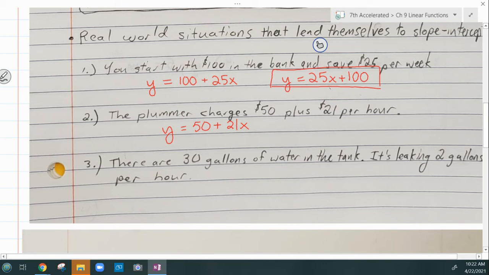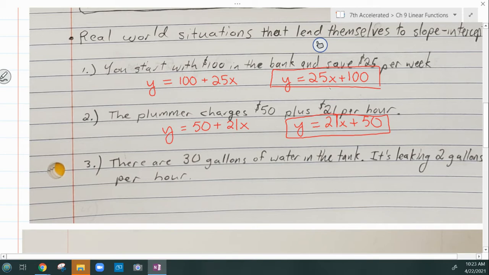All right, so that is how that works, and we can flip that around to be 21x plus 50. 21x plus 50 would be in official slope-intercept form. So there's that initial fee, and then there's that constant rate of change that is in the equation.